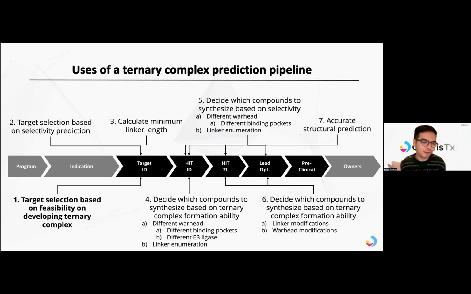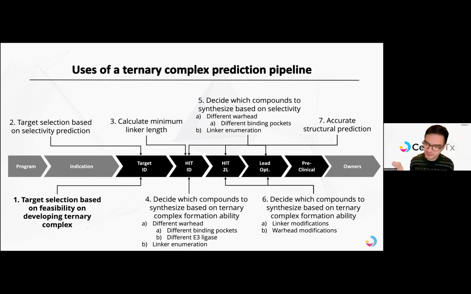So target selection based on feasibility of developing a ternary complex. So in target ID, if you had different targets that you were interested in, you could maybe decide which target is most suitable by essentially doing a virtual screen of enumerated linker libraries with known warheads, if available, E3 binders, different E3 ligases, and then see which one performs the best in the ternary complex prediction pipeline, and then compare the hit rate to other known targets. So either known from your own pipeline or known from the literature as positives and negatives. And obviously this has a cost benefit.